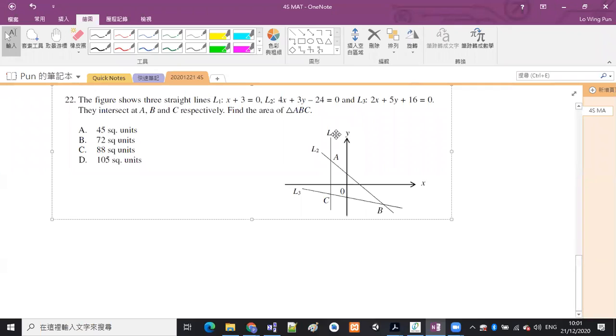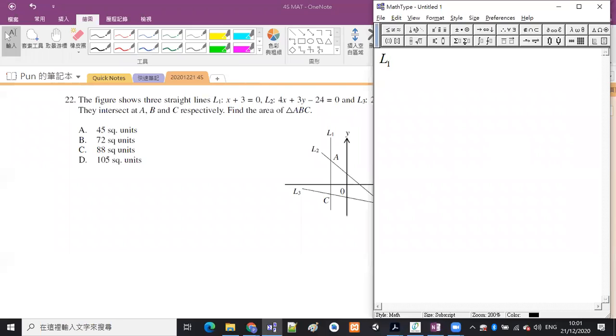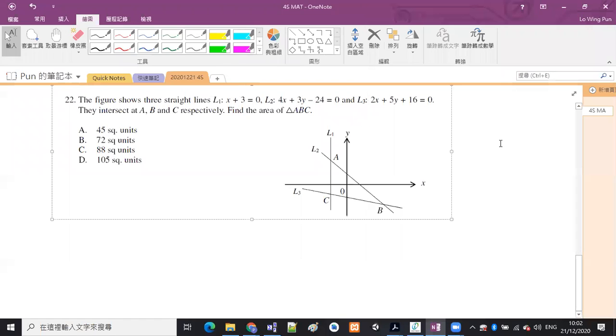Okay, L1 is x plus 3 equals 0, which means that the equation of L1 is actually x equals -3. Okay, x equals a number is a vertical straight line, because it is in the format of x equals number. And L2 and L3 are not vertical, and not horizontal. And we are going to find the area of triangle ABC.